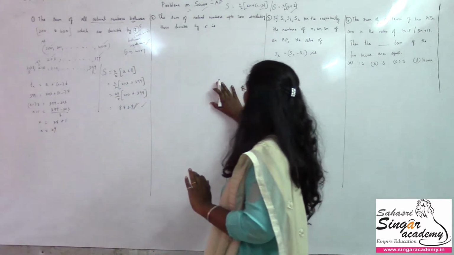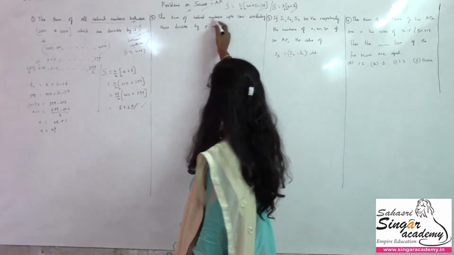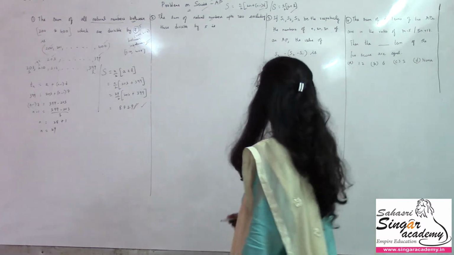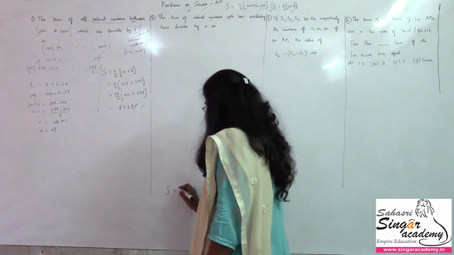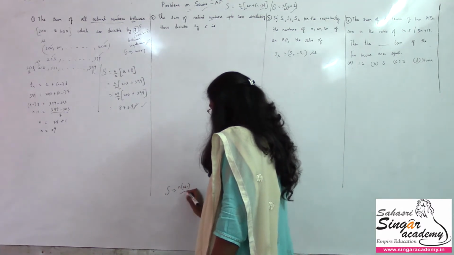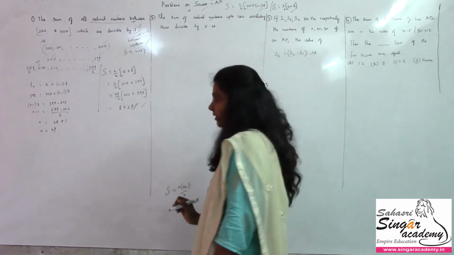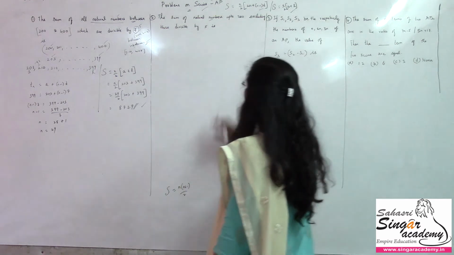I'm here with the second problem, where I'll consider the set of natural numbers formula, that is n into n plus 1 by 2, which we have studied. So S is equal to n into n plus 1 by 2. We use this formula to find the sum. Okay, so let me go for this problem.